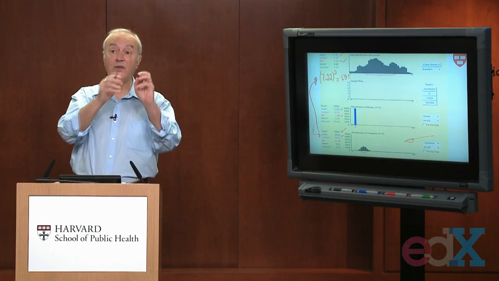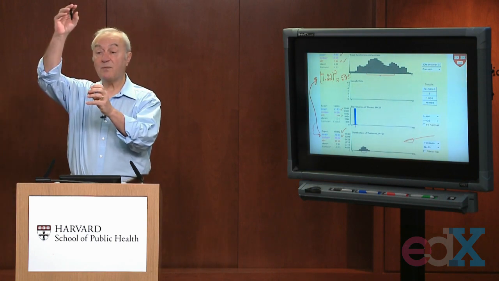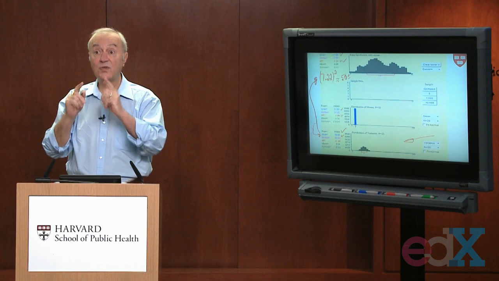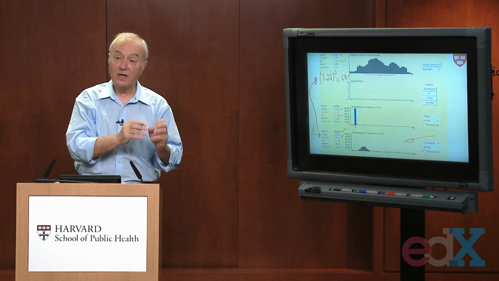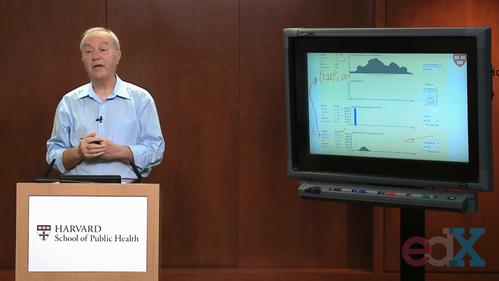So just as the mean of the sample means is the same as the population mean, so too is the mean of the sample variances equal to the population variance. So using the sample variance to estimate the population variance is not a bad thing to do.